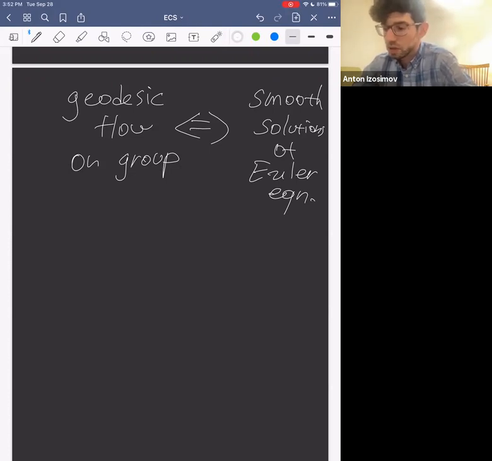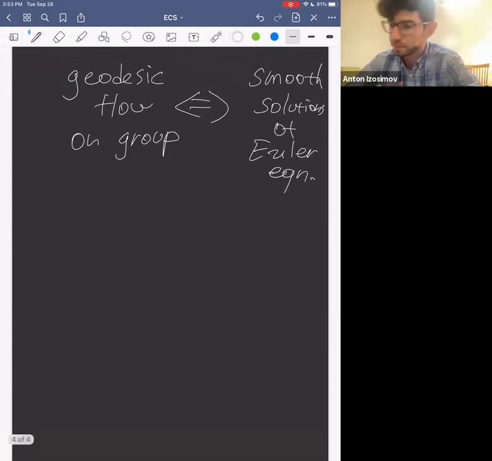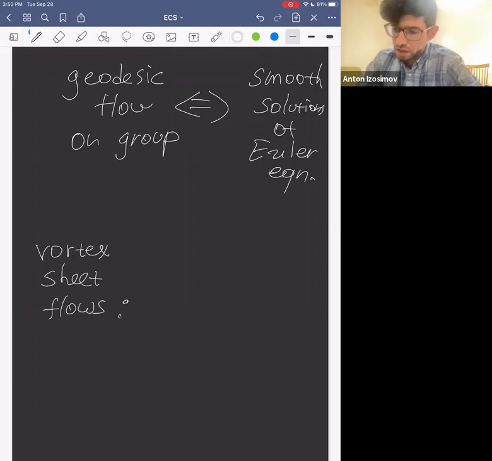There are some situations, though, where that symmetry is lost, and I'll give an example of that situation, which will actually be our main example for today. We'll look at the so-called vortex sheet flows. We are still looking at the same Euler equation, but now we'll consider certain solutions of that equation that will no longer be smooth, but will have discontinuities of a certain kind.